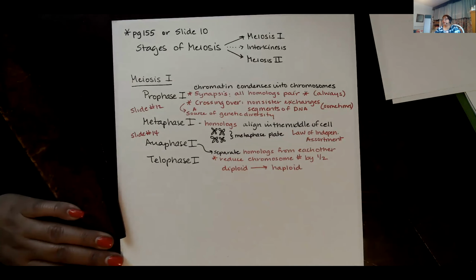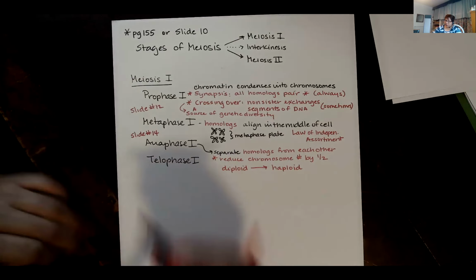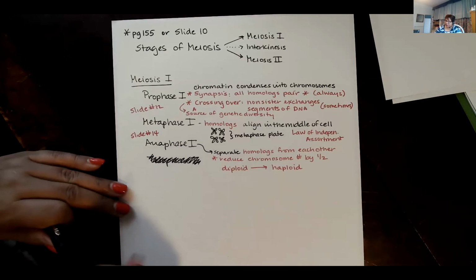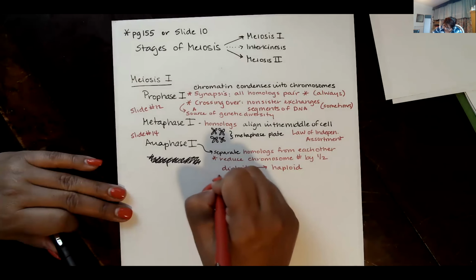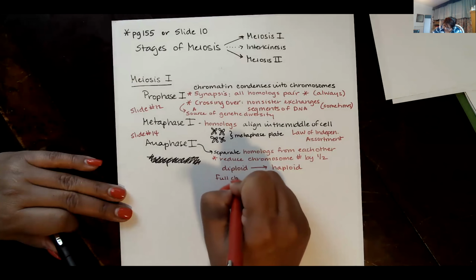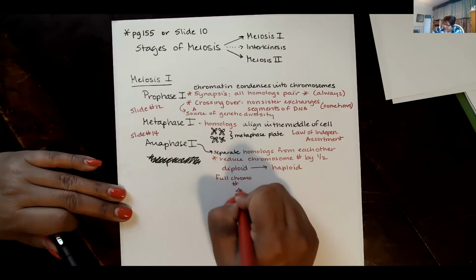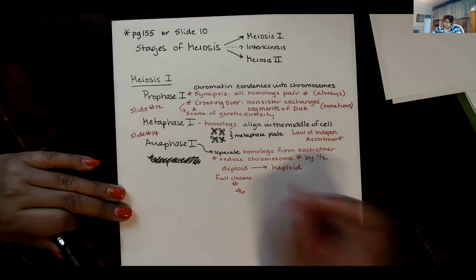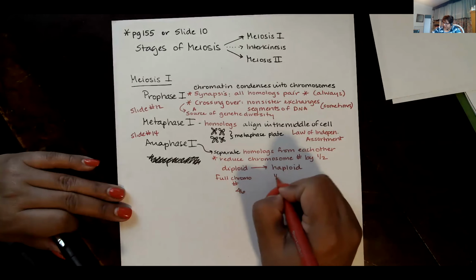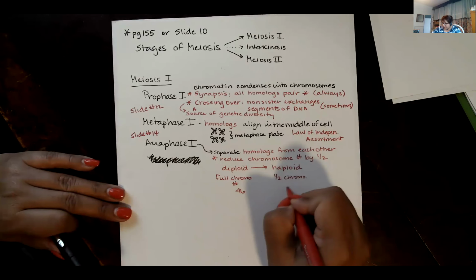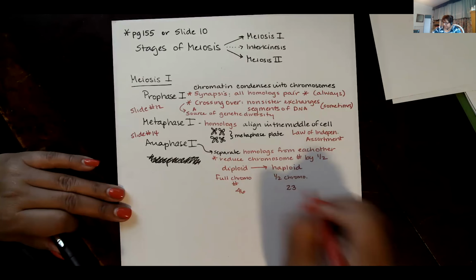The word diploid means what is your full chromosome number? And for humans, that's 46. Haploid means literally your half chromosome number. And in humans, that's 23.